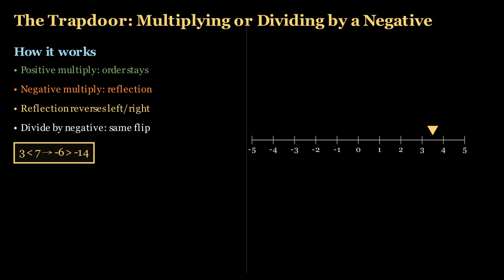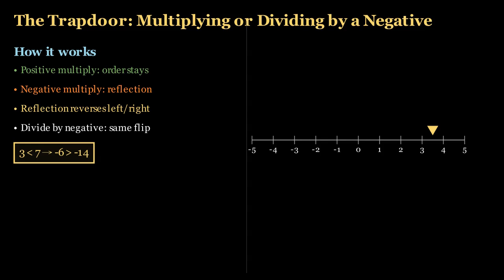Let's solve a real inequality step by step. Suppose you have -2x plus 5 is less than 11. First, subtract 5 from both sides to isolate the term with x. That gives negative 2x is less than 6. Now we need to get x alone by dividing both sides by negative 2.